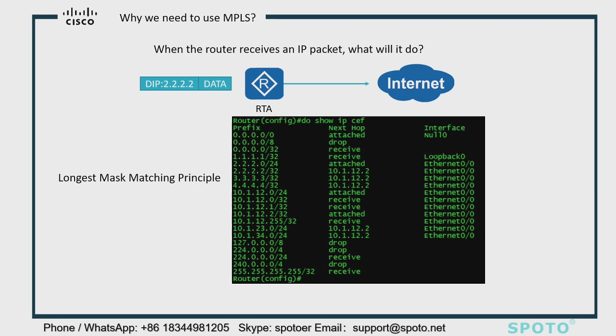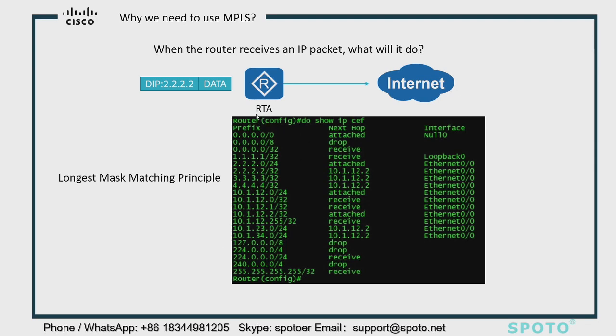For the IP packet, we have one principle called the longest matching principle. For this topology, we have one router here, and this cloud is the internet. We just use it to simulate the internet here. When the router receives the IP packet whose destination address is 2.2.2.2, it will search the routing table from top to bottom. So this is the first step.